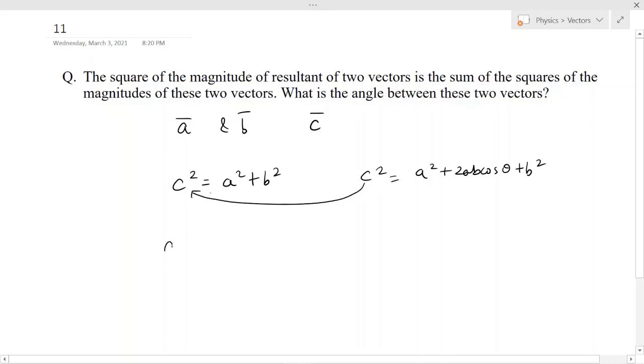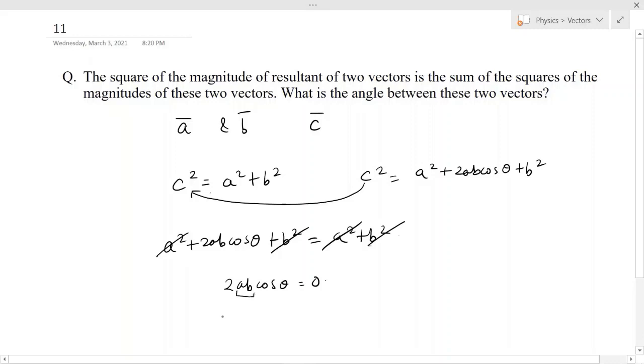So this becomes a square plus 2ab cos theta plus b square is equal to a square plus b square. So this a square gets cancelled and b square also gets cancelled. So we get 2ab cos theta is equal to 0. Now a and b are fixed quantities. So cos theta will be 0. So cos theta is equal to 0 and theta is equal to 90 degree. So the angle between the two vectors is 90 degree.